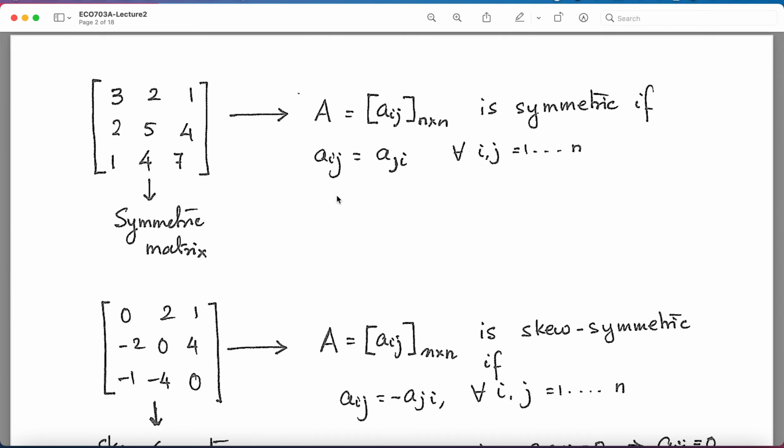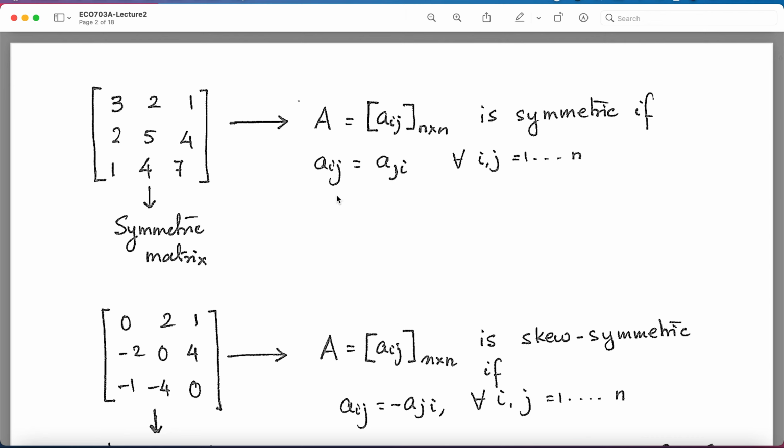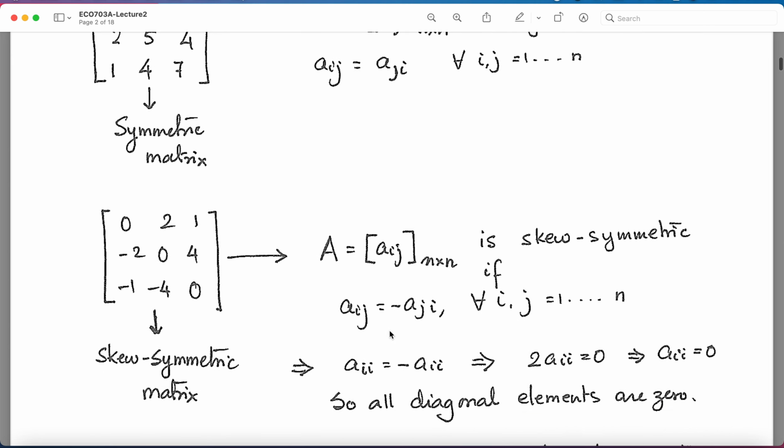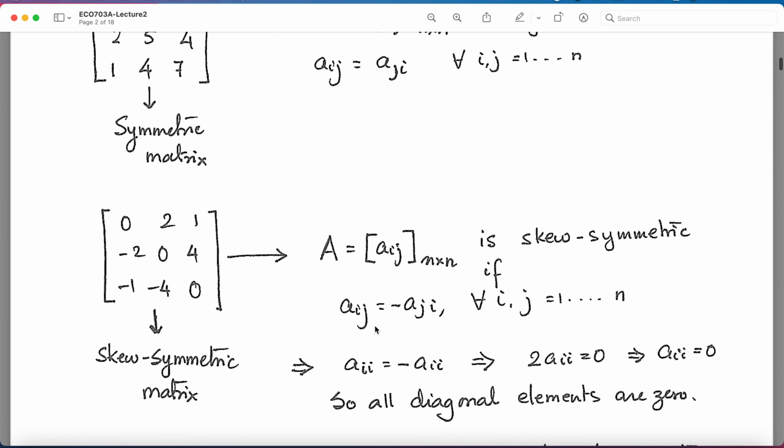Then there is a skew symmetric matrix, which just has the opposite thing. There Aij, they are all square matrices, is equal to minus Aji. Here there is a crucial fact, because this is true for all i, j. If you have Aii, it would equal Aii if you switch i with i, that makes no sense. But here Aii should be equal to minus Aii, which will give us all the diagonal elements to be 0.